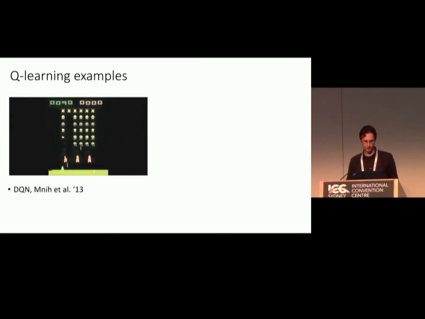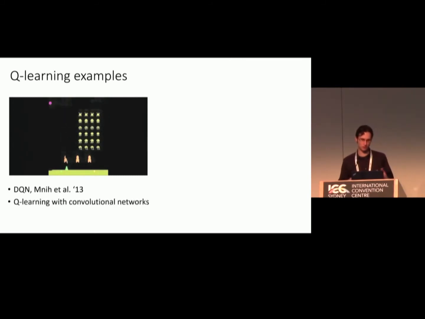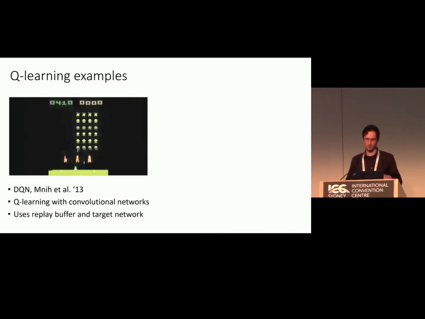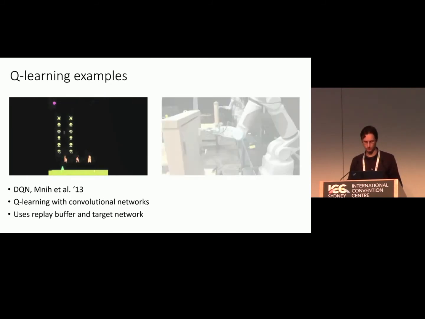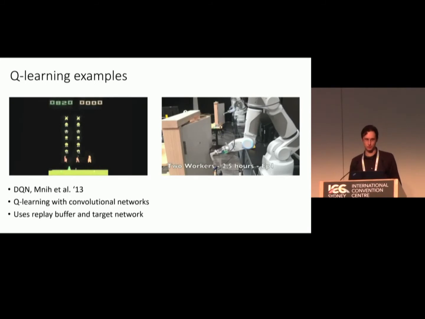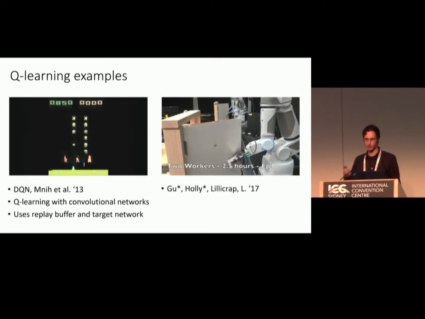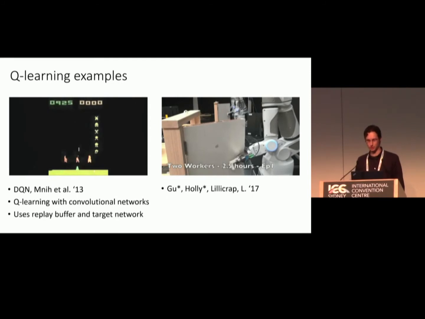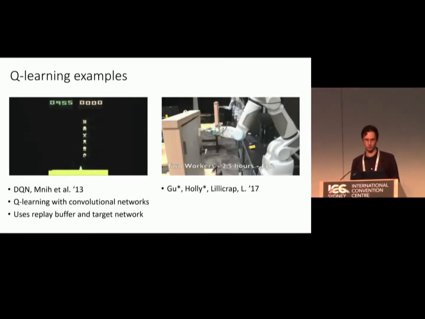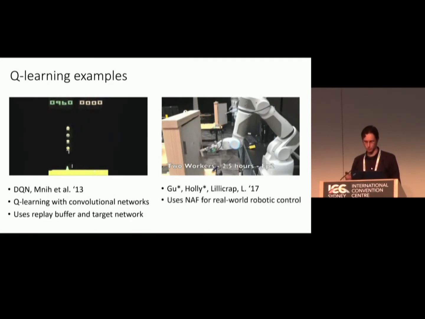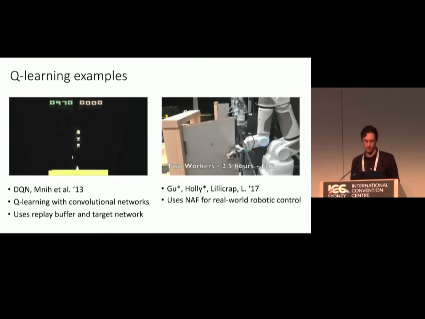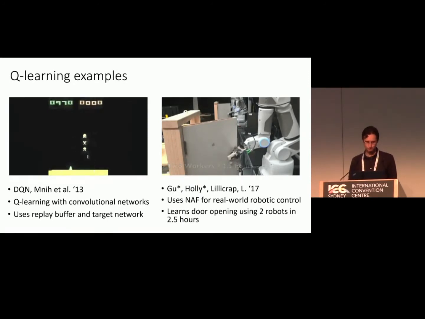All right, let's look at a few examples of Q-learning. This is the DQN paper by Mnih et al., first published in 2013. This is Q-learning with convolutional neural networks. It uses a replay buffer and a target network to stabilize Q-learning, but otherwise it's basically the Q-learning algorithm that I presented, using a convolutional neural network to represent the Q function without any explicit policy and just taking the max over the actions. This is a video from a paper on a continuous variant of Q-learning. This is using NAF, that quadratic estimator that I showed before, and this is showing a robot learning to open a door. It's actually two robots learning to open a door together in about 2.5 hours. This uses NAF, which is, as I mentioned, quadratic in A.